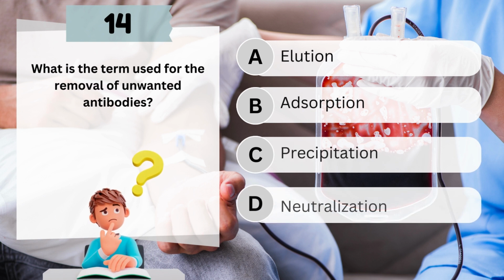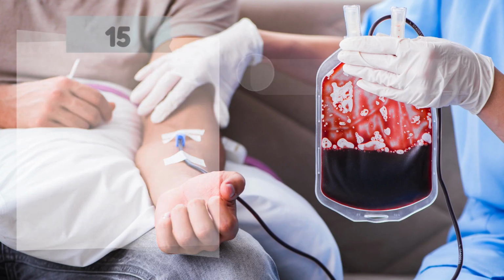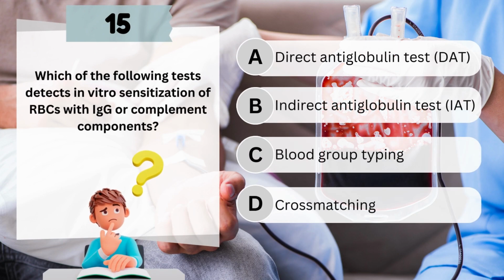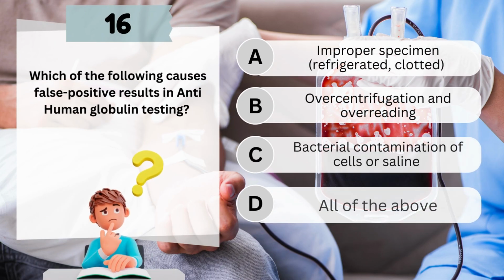What is the term used for the removal of unwanted antibodies? The correct answer is B. Adsorption. Which of the following tests detects in vitro sensitization of RBCs with IgG or complement components? The correct answer is B. Indirect antiglobulin test.